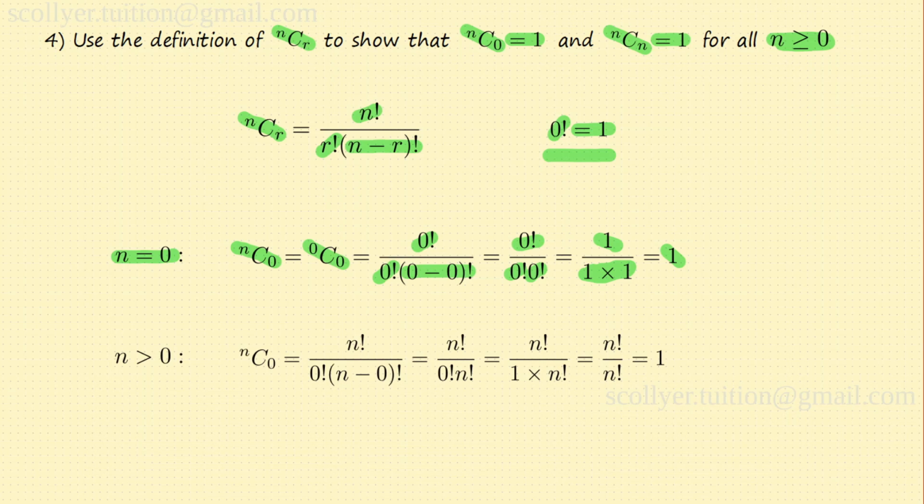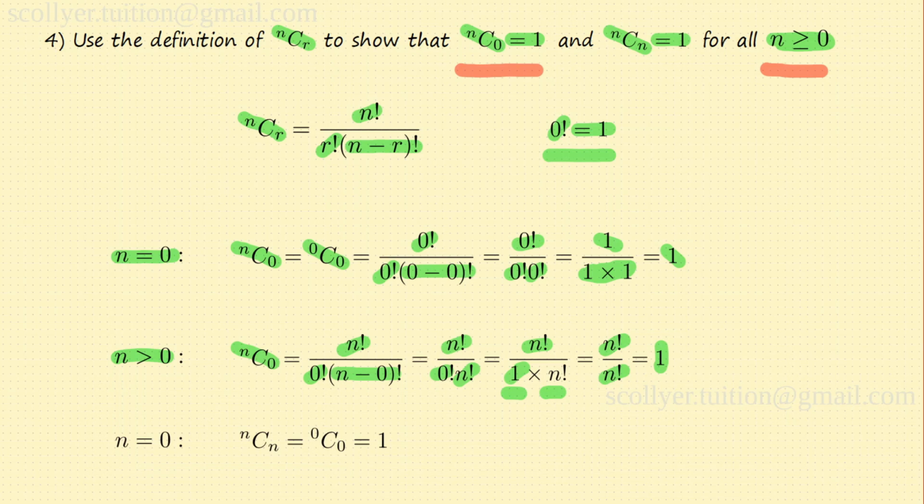And now, considering all of the cases where n is greater than 0, we have n choose 0 equals n factorial over 0 factorial times (n minus 0) factorial, which becomes n factorial over 0 factorial times n factorial. 0 factorial is 1, so we obtain n factorial over 1 times n factorial, which is n factorial over n factorial, which is 1, again as required. So that shows that n choose 0 equals 1 for all n greater than or equal to 0.